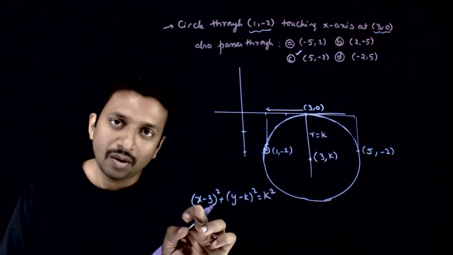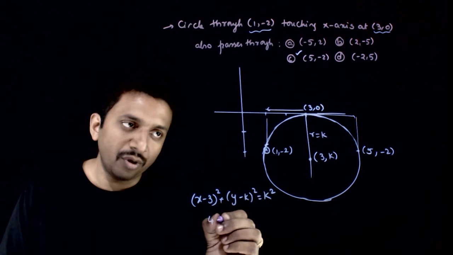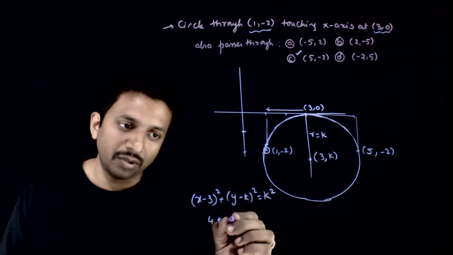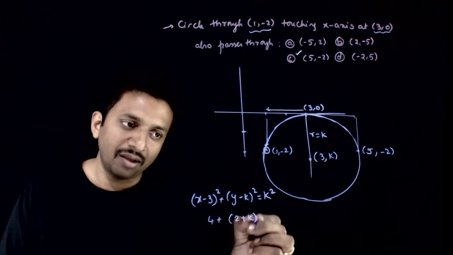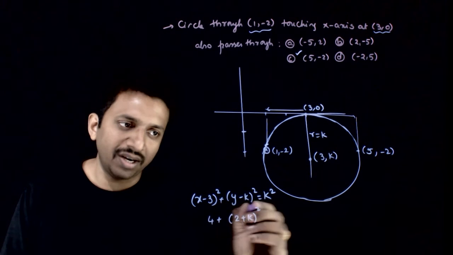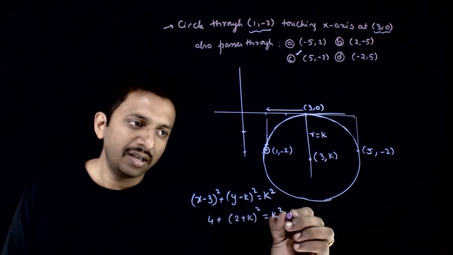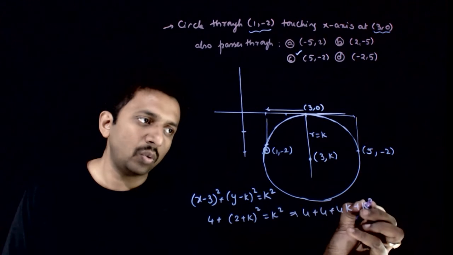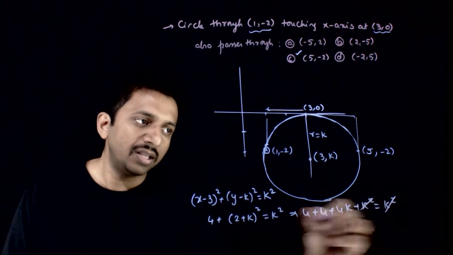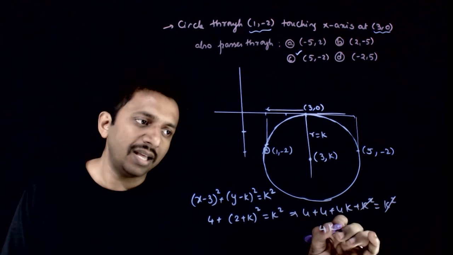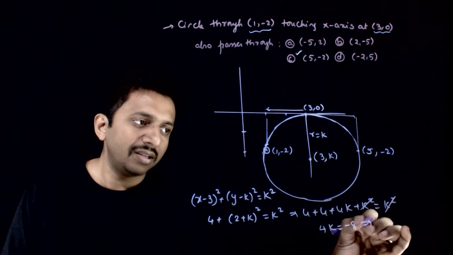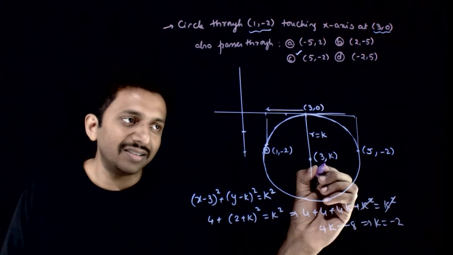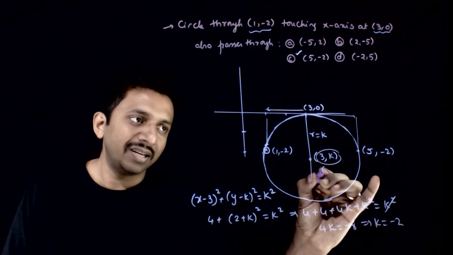Let us substitute this. (1 - 3)^2 is 4, plus (y - k) which is (-2 - k)^2, that is (2 + k)^2, since the minus gets cancelled when you square it, is equal to k^2. This implies 4 + 4 + 4k + k^2 = k^2. These two get cancelled. 4k = -8. k = -2. So the value of k is -2.